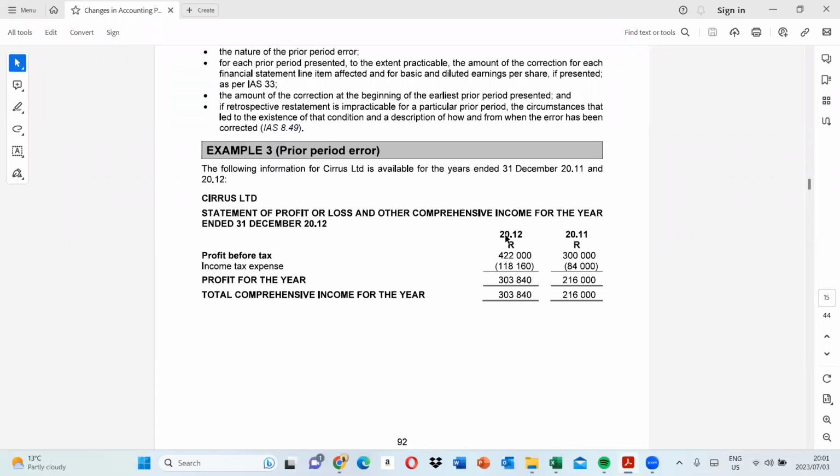Our prior period error there, right? Remember, we did look at changes in accounting policies, and then last week we looked at changes in accounting estimates. So I want to look at the last one, right? The last one is prior period error.